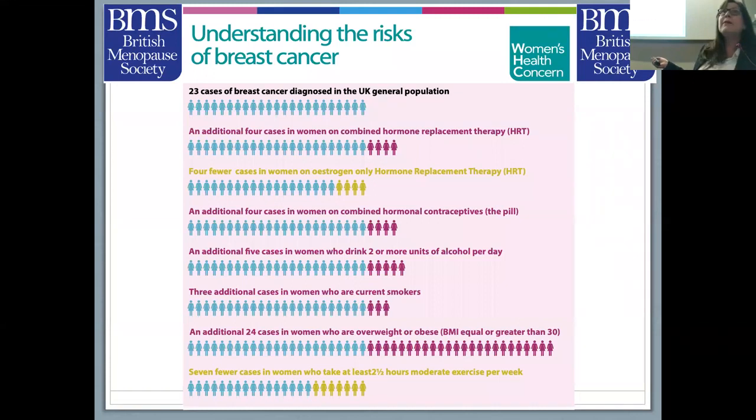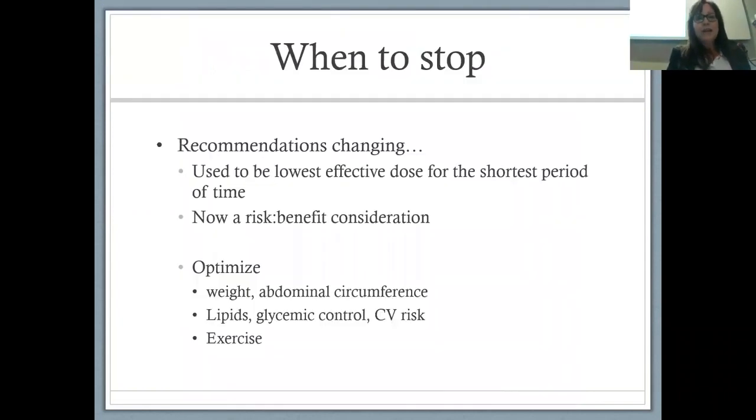But if you have a BMI greater than 25, look how much greater your risk is. And if you are doing 2.5 hours of exercise a week, you actually have a reduction. So this is part of my counseling when I talk about menopause. So when do we stop? The recommendations are changing. We used to say everyone had to stop by the age of 60. That's actually not true anymore.